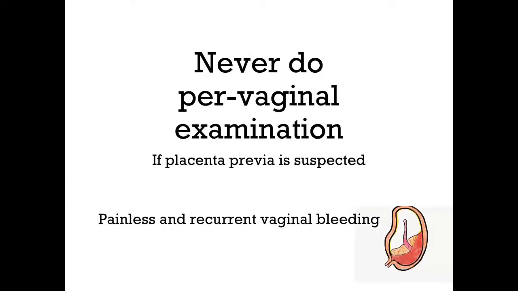We should also remember that you should never perform per-vaginal examination in cases of suspected placenta previa. So how to suspect placenta previa? Any pregnant woman who comes with painless and recurrent vaginal bleeding should be considered as placenta previa unless proven otherwise. You must remember that. Performing per-vaginal examination in them can cause massive hemorrhage and can even lead to hemorrhagic shock.